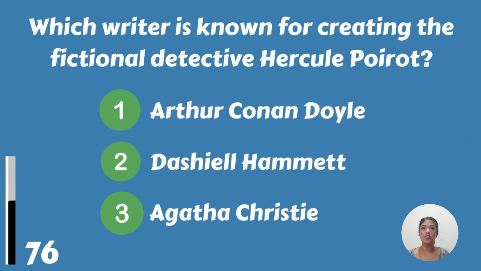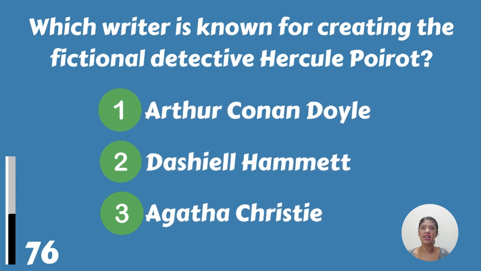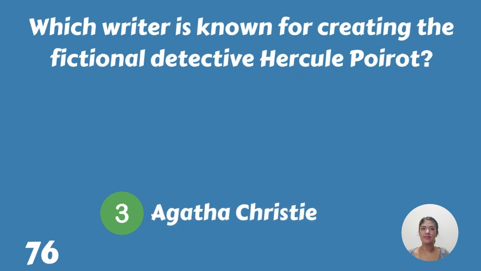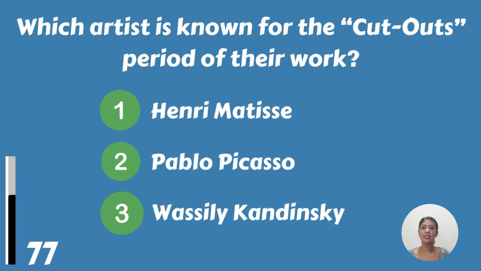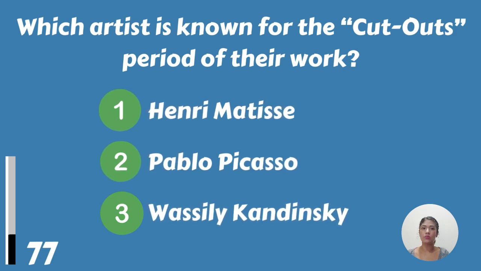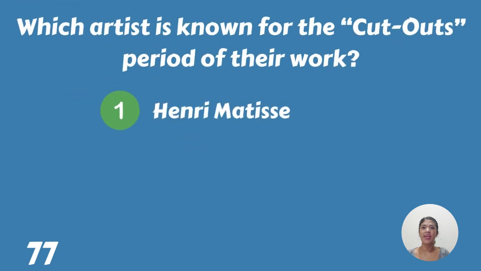Which writer is known for creating the fictional detective Hercule Poirot? Arthur Conan Doyle, Dashiell Hammett, Agatha Christie. Agatha Christie. Which artist is known for the cut-out style of their work? Henri Matisse, Pablo Picasso, Wassily Kandinsky. Henri Matisse.